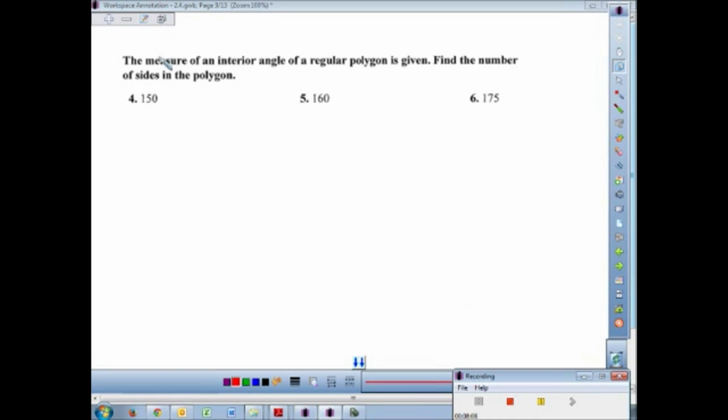It says the measure of an interior angle of a regular polygon is given. Whoa, what's a regular polygon? Equiangular and equilateral. All sides the same, all angles the same, correct? So here's the thing. It's regular. The main thing is we're talking about angles, angles, angles. Isn't this the measure of one of the interior angles in that?